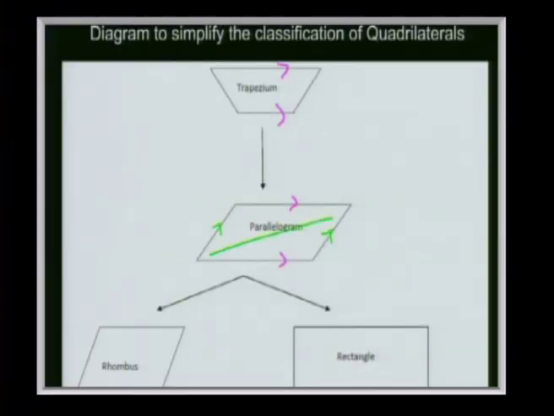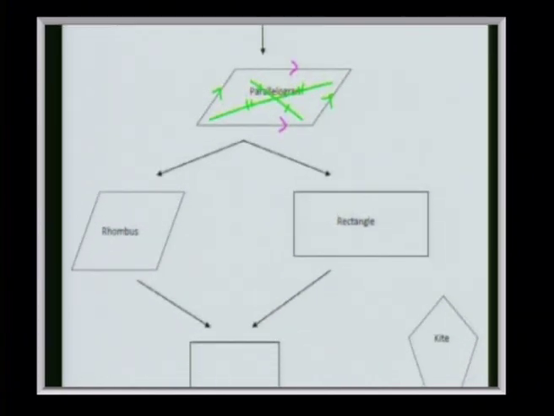Now, once you've got your opposite sides parallel, you know that the diagonals bisect each other. And then what we're going to do is we're going to make a parallelogram with one interior 90. If one interior is 90 degrees, the other ones are all 90 as well.